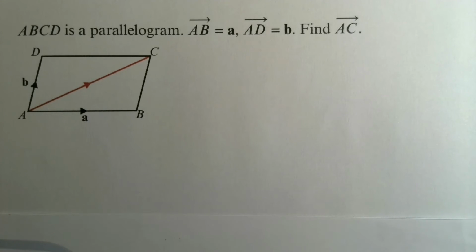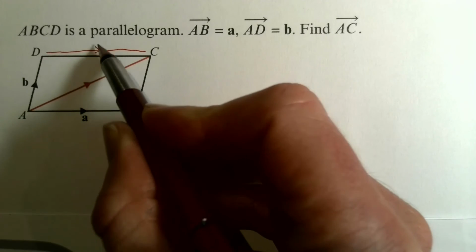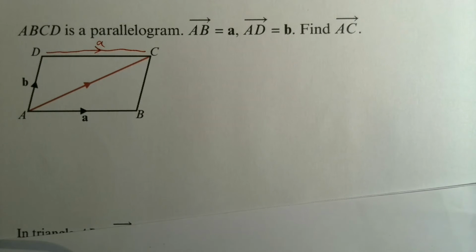Right, so here's the next one. ABCD is a parallelogram. So what we need to do here is find A to C. Well, because it's a parallelogram, that means that A is also the same as that bit there, isn't it? That's exactly the same as that. So that's all we need to do for this.